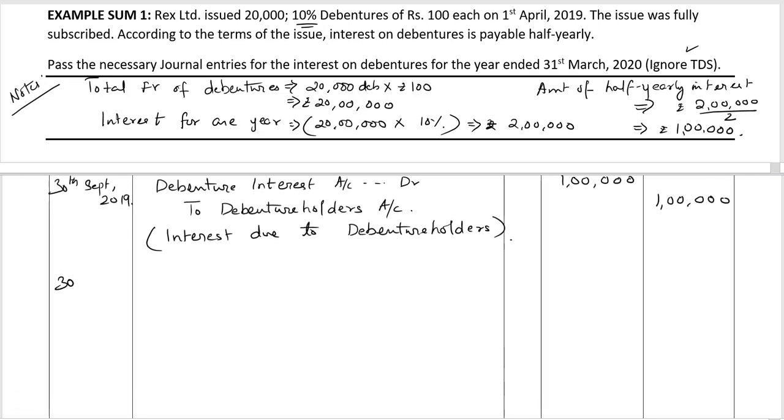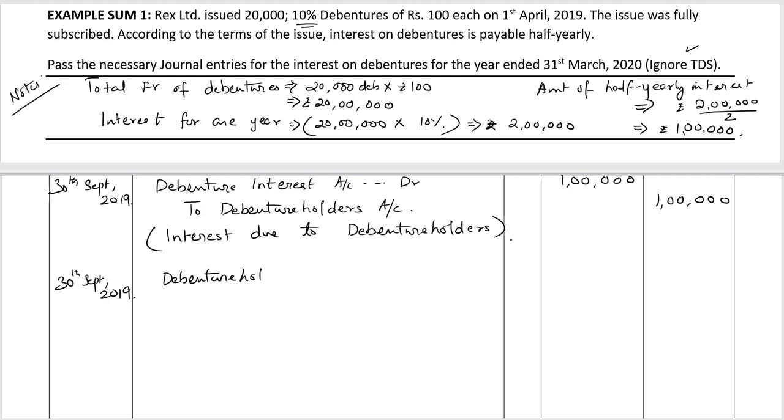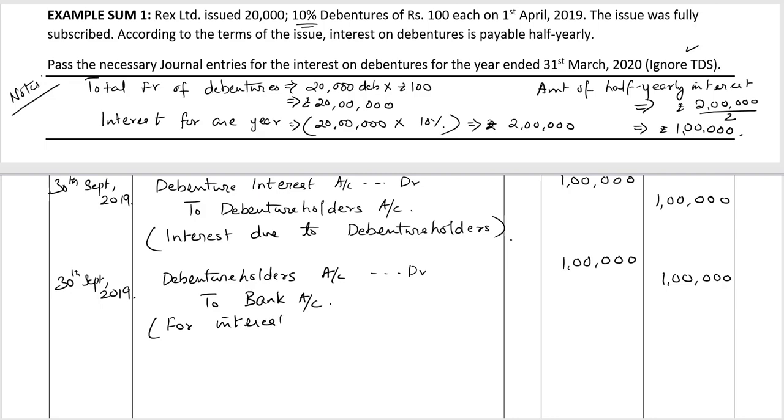On the same date, 30th September 2019, we need to pay the interest to the debenture holders. Debenture holders account debit to bank account. The amount due is paid off, 1 lakh rupees. For interest paid to the debenture holders.